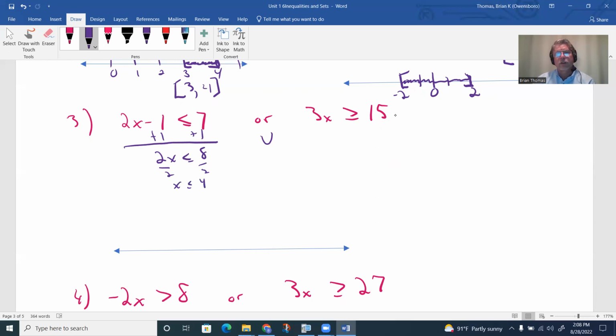Or if we divide both sides by 3, this is going to be x is greater than or equal to 5. So OR just means you have to be either less than or equal to 4 or greater than or equal to 5. Notice that you can't be both of those at the same time. You can't be less than 4 and greater than 5 at the same time. So that's why the OR is important in this situation. So I have this 4 and 5 going on here.